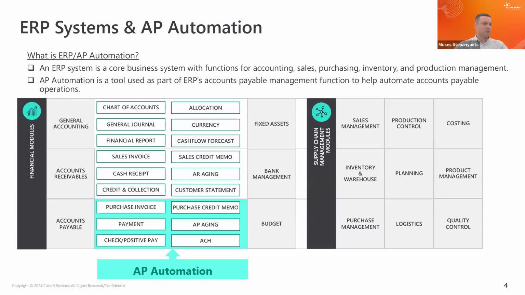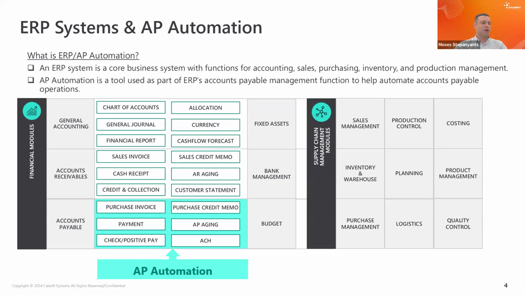When looking at the diagram below, we can see the different financial modules that are included in an ERP system. Things that pertain to general accounting, things like fixed asset modules, AR, you have accounts payable, and just your typical bank management functions, along with budgeting tools that are integrated within an ERP system, such as Business Central, which is what we will be looking at today.